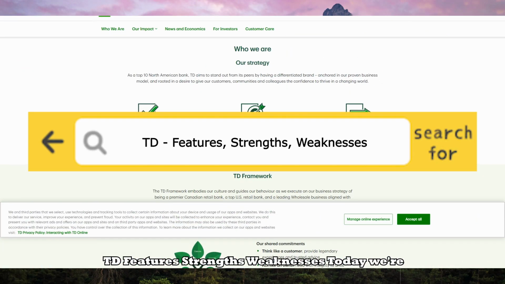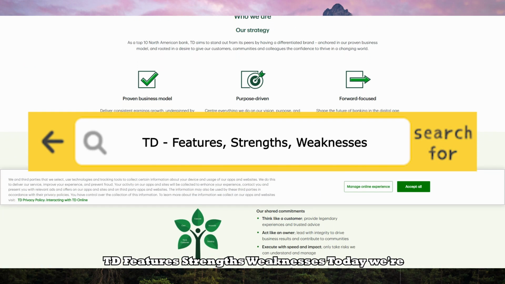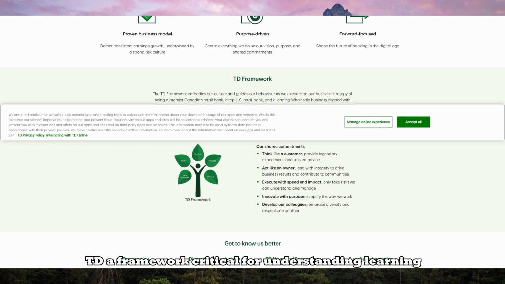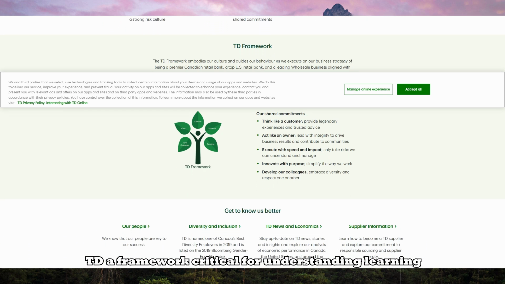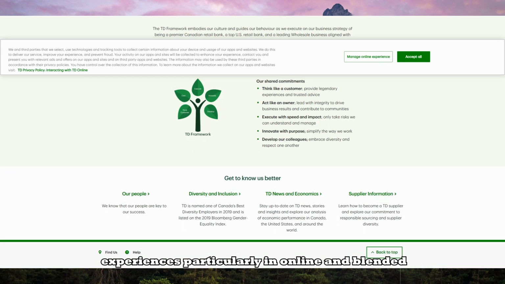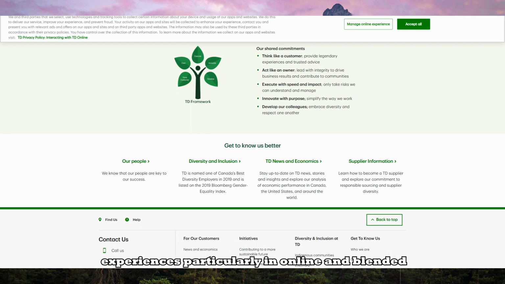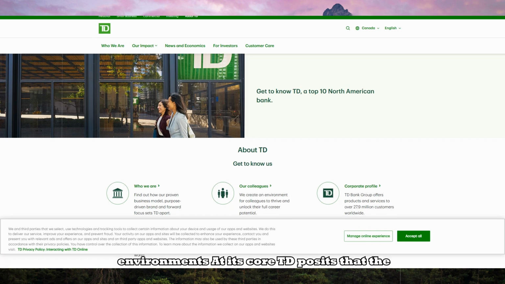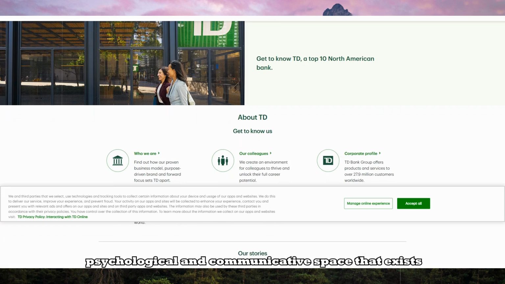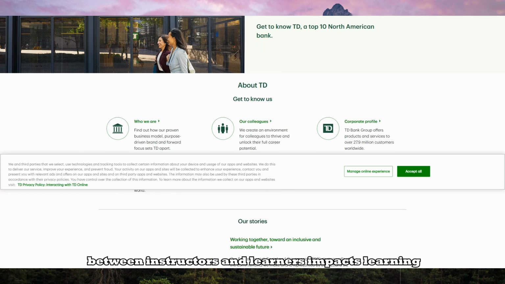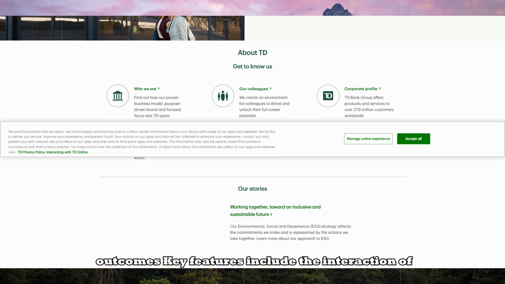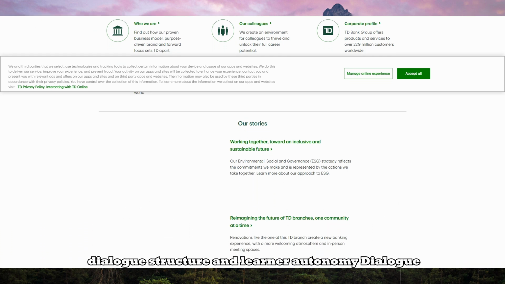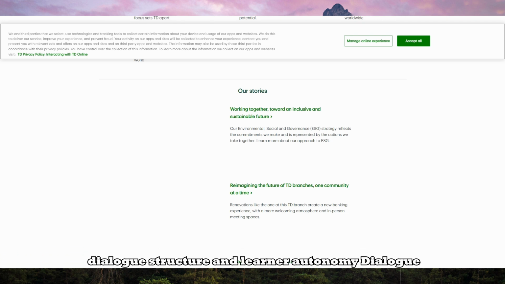TD features, strengths, weaknesses. Today we're diving deep into transactional distance theory, or TD, a framework critical for understanding learning experiences, particularly in online and blended environments. At its core, TD posits that the psychological and communicative space that exists between instructors and learners impacts learning outcomes. Key features include the interaction of dialogue, structure, and learner autonomy.